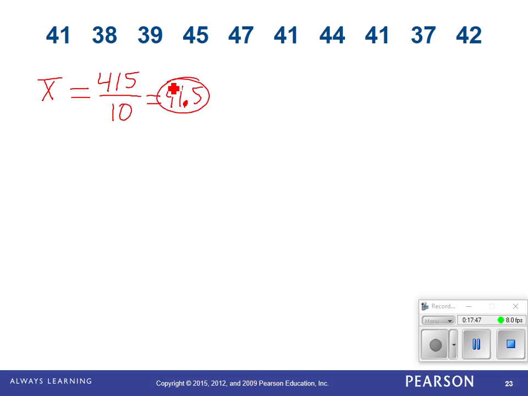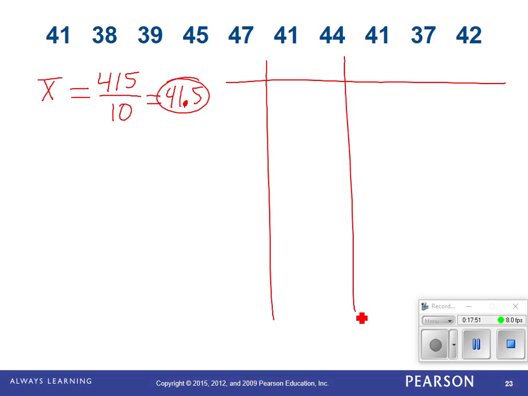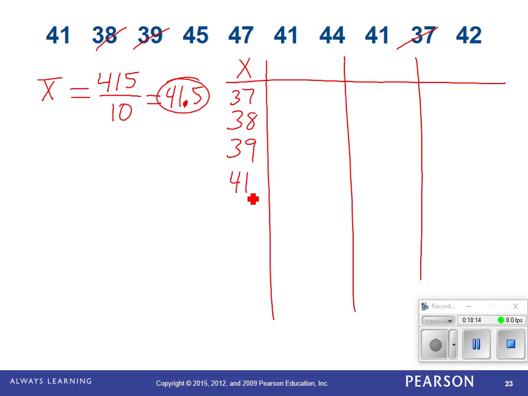Now what you're going to do with that, you're going to make this chart. There's going to be extra stuff on this chart at some point, but for now, it's just this certain stuff. I'm going to put these in order. I always like to have them in order. Looks like the lowest one's 37. Next lowest is 38. Then we got 39. Then we got three 41s.